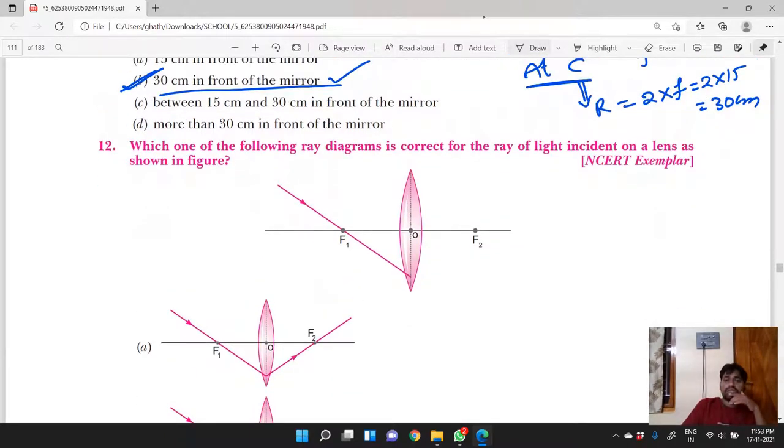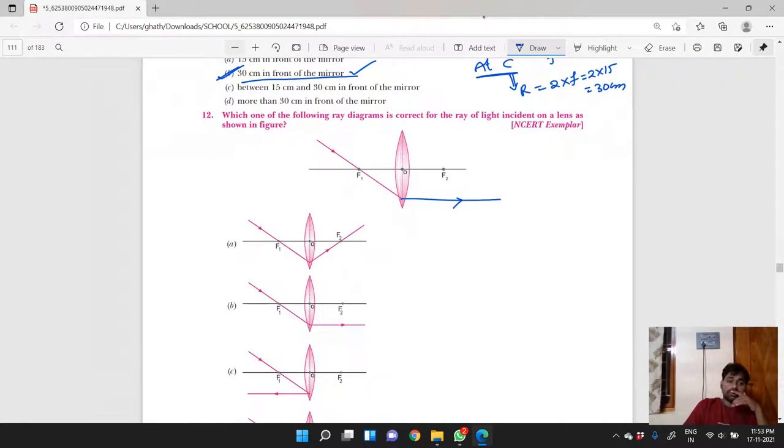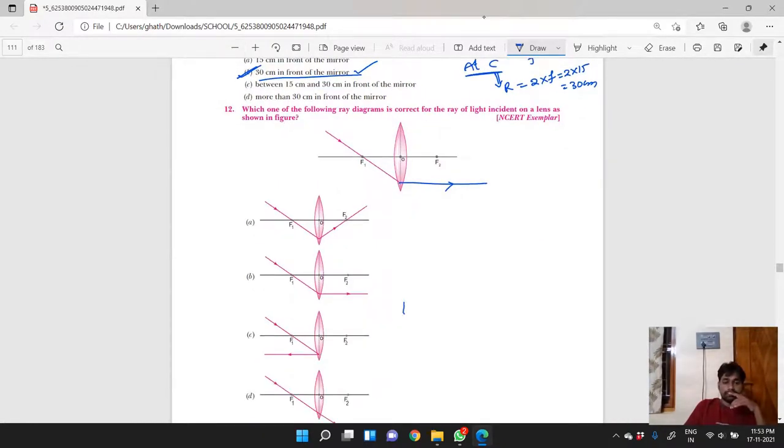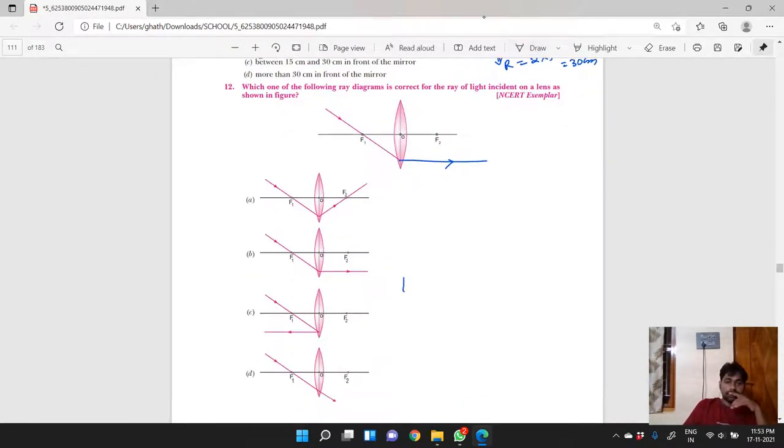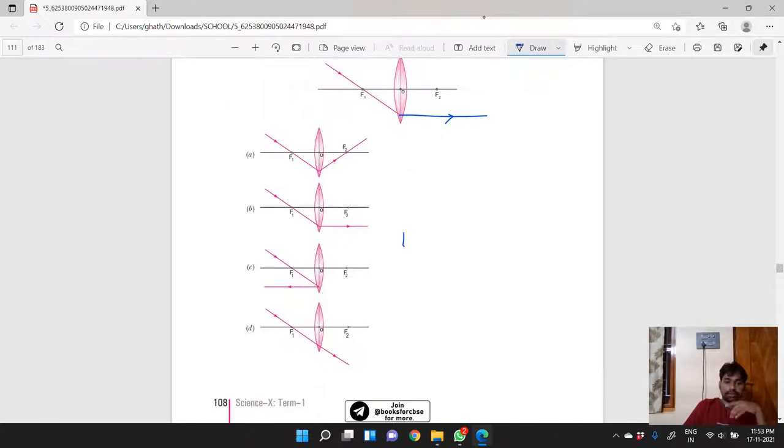Next, this question is about the rules of drawing ray diagrams. A ray of light that passes through the focus will become parallel to the principal axis. So here only one option is correct. If you see, option B is correct here.